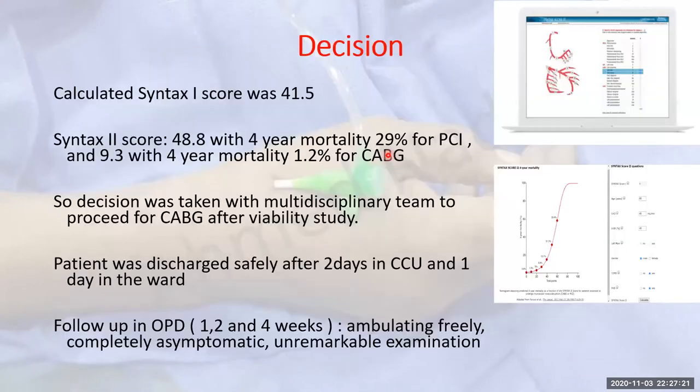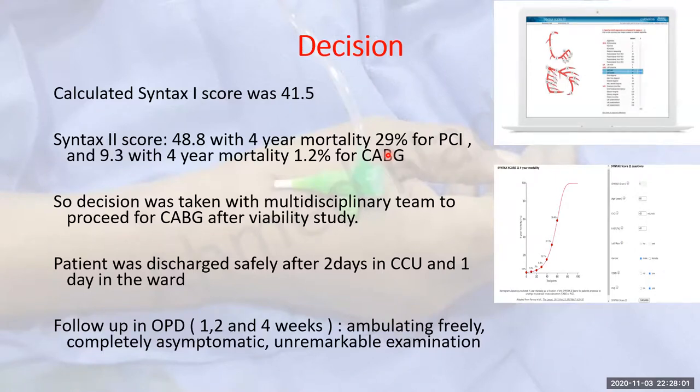We calculated actually the SYNTAX score for him, and it's clear it's 41.5. And the SYNTAX II score actually came with higher mortality in case of PCI compared to CABG. So the decision with the multidisciplinary team was to proceed for CABG after viability. Actually, as we mentioned, the echo showed an ejection fraction of 20%, and all the territory of the anterior and lateral wall was affected. So no rush to go. We have time to study the case well, and we have to stop at that time.